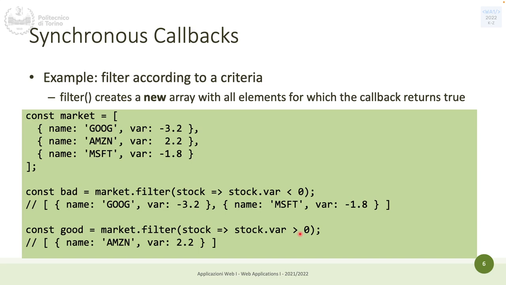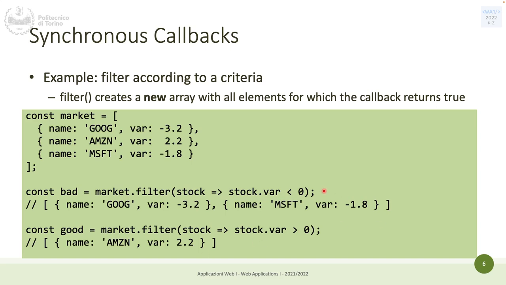So we have this list of objects called market, and we have three stocks. One for Google, the other one for Amazon, and the other one for Microsoft. And they have a variation with respect to the previous stock, whatever it is. Two of them have a negative variation, and the Amazon instead a positive variation. And we can use filter to say, we want from this list only the stocks that had a positive or a negative variation. We want to filter the list and get only the things that satisfy specific criteria.